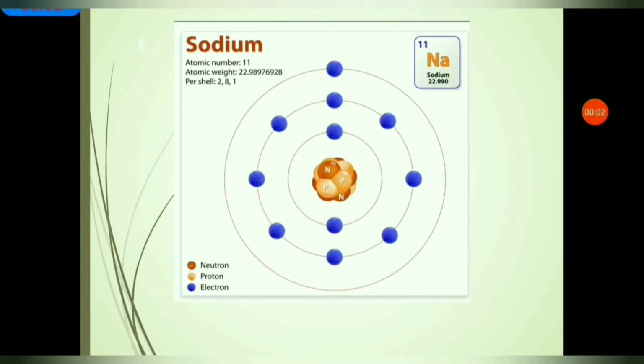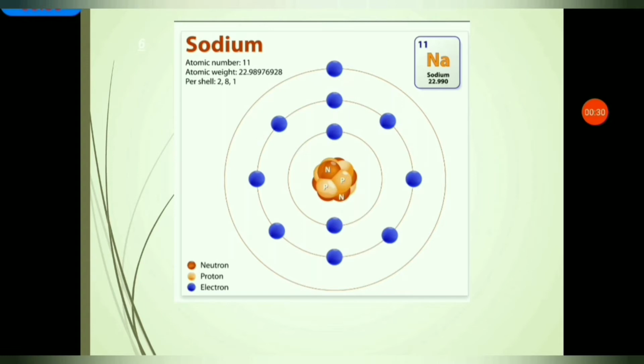In the previous video we learned about the sodium atom and chlorine atom, and their distribution of electrons. One thing we discussed: the outermost shell of an atom is called the valence shell, and the electrons present in the outermost shell, or valence shell, are called valence electrons.